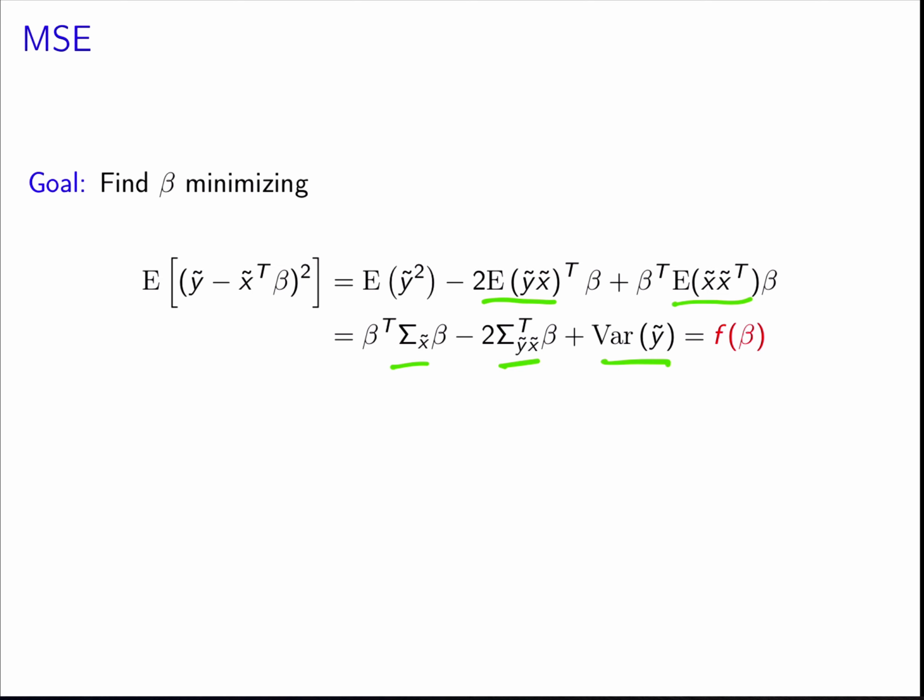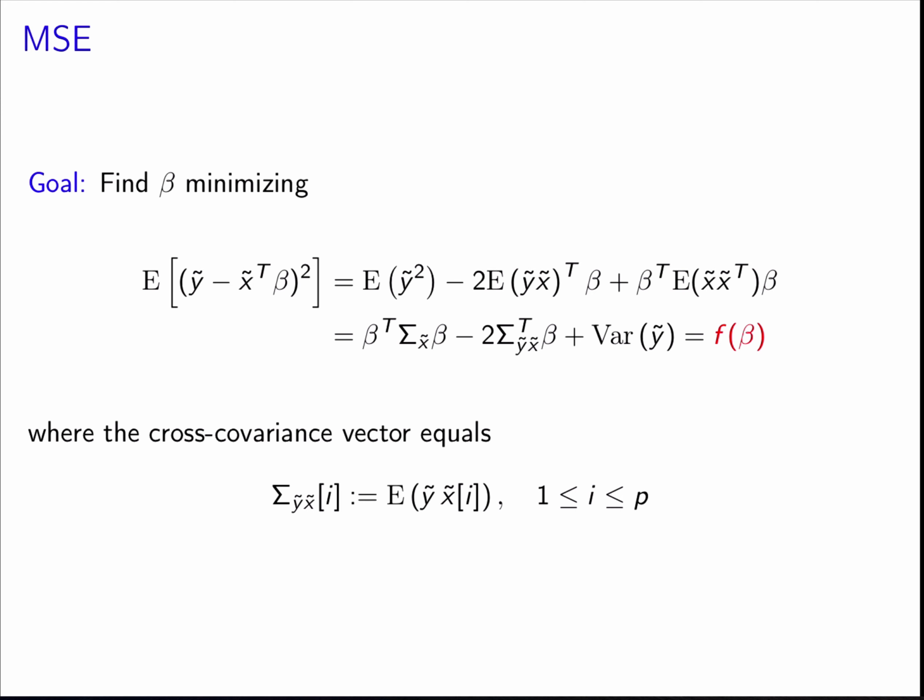Because all of these are deterministic quantities that at some point we will have to estimate from the data, here we have a function that is just a function of the constant vector beta that we want to estimate. In case you haven't come across a cross covariance before, it just contains the covariance between two vectors, in this case the response y and each of the features, which are the entries of the vector x.